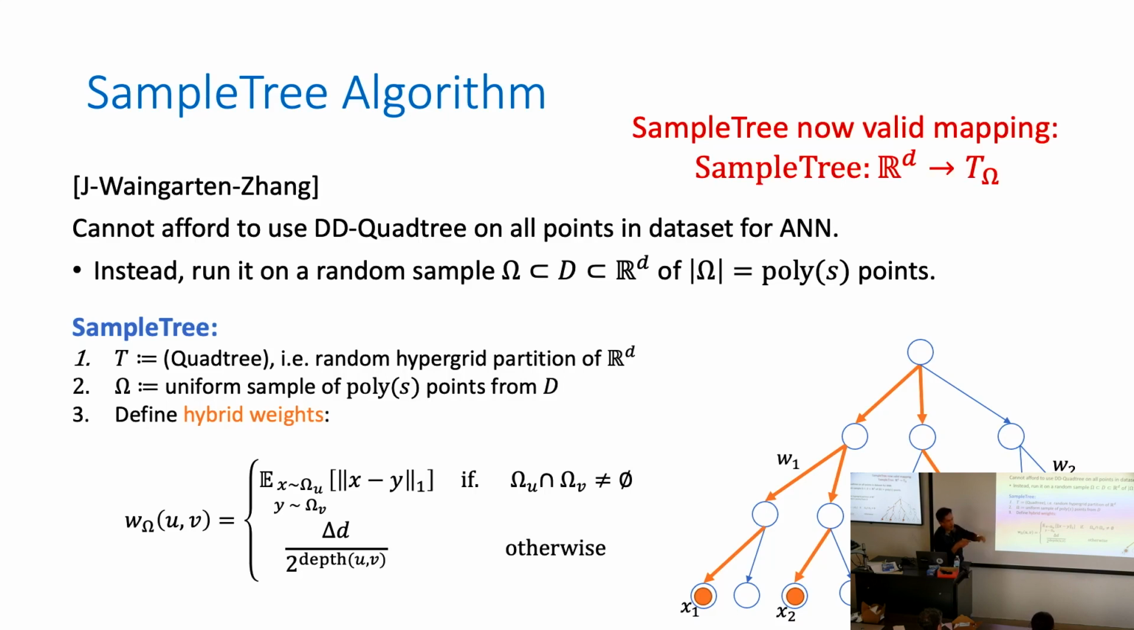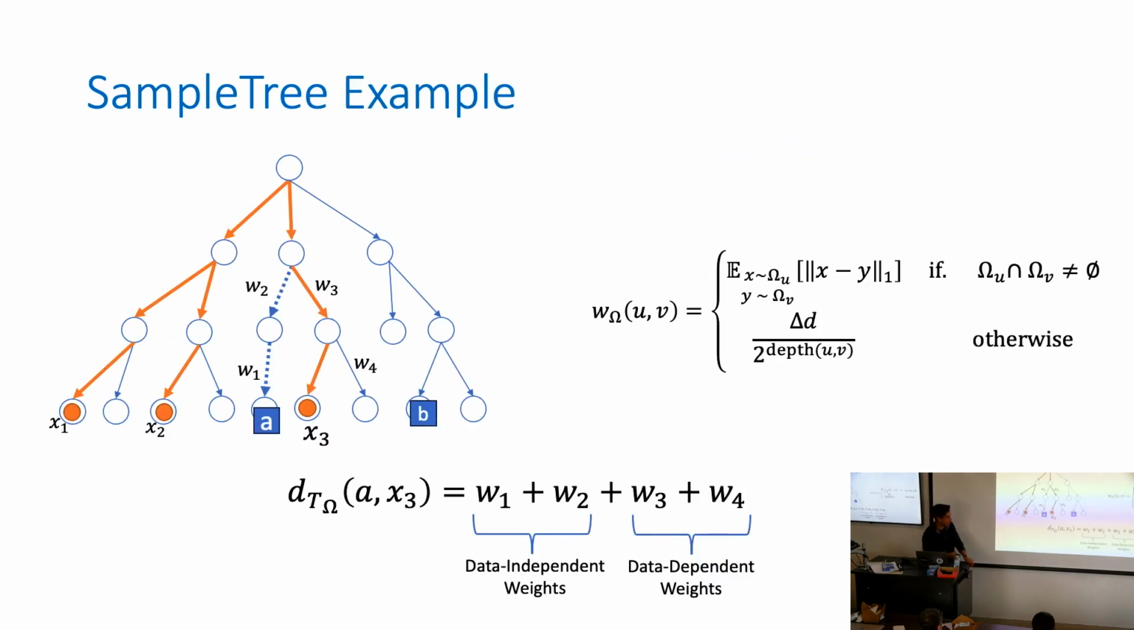And so it's actually a valid mapping of all points in R^d to a tree metric. So the picture is like this. If these orange points were my sample, and I have some point A, and I want to look at its distance to, let's say, this other sample x3, well, I have to go up these blue dotted edges. They don't have any sample in them. So the first set of edges, W1, W2, will have the data-independent weights.